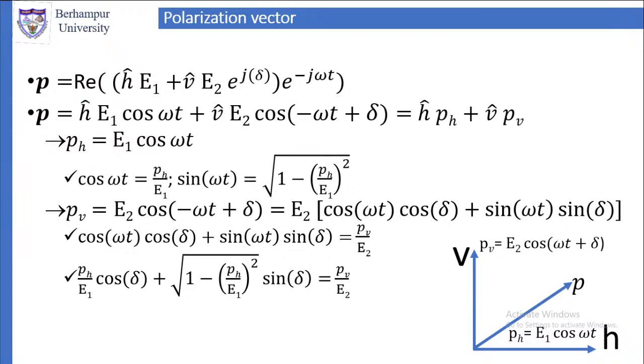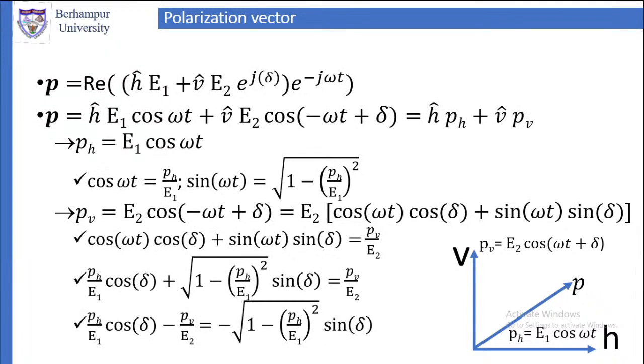So pH by E1 into cos delta, that is the first term. Then look at the second term, it has sin omega t. Sin omega t is equal to square root of 1 minus pH square by E1 square. So write that. So plus square root of 1 minus pH square by E1 square, that into sin delta, that will be PV by E2.